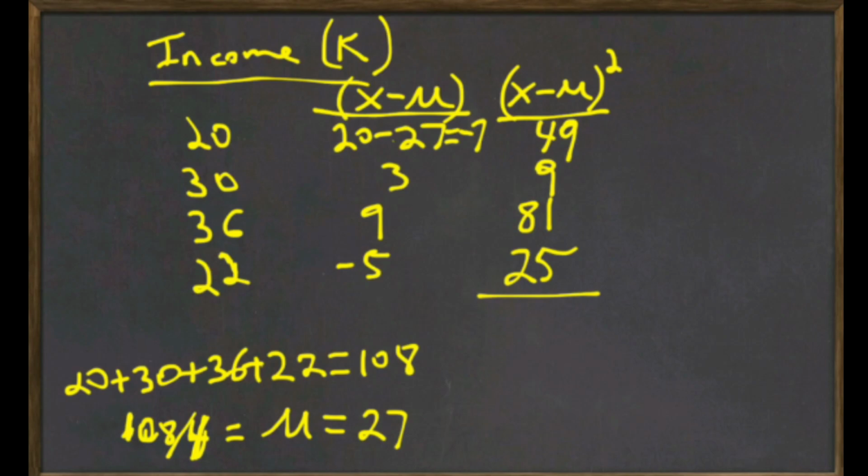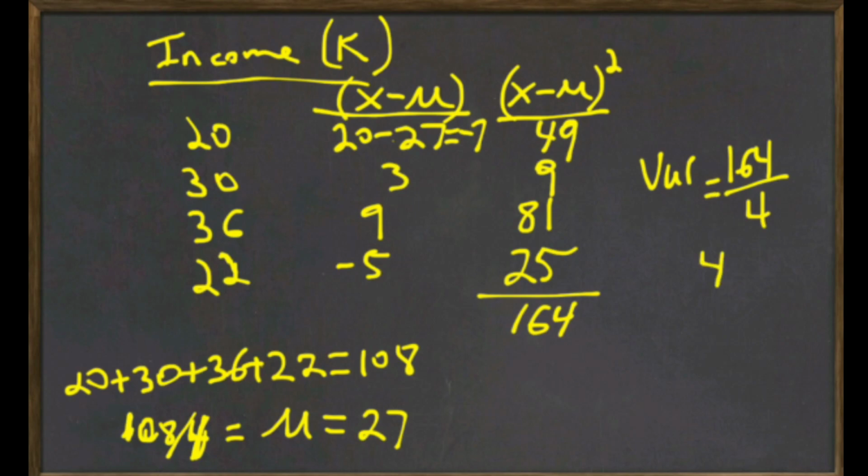Let's see, I'm going to cheat a little bit and use a computer to just verify. So this is 164. Okay, and so the sum is 164, so the variance is simply 164 divided by 4, or 41.